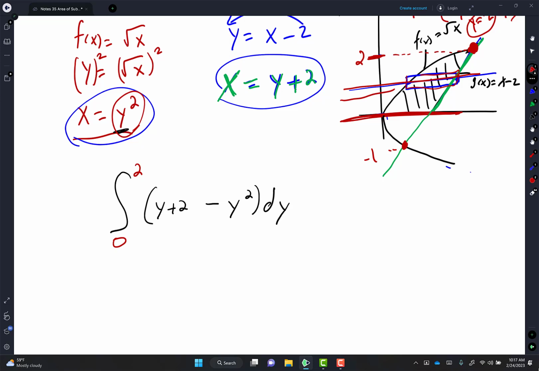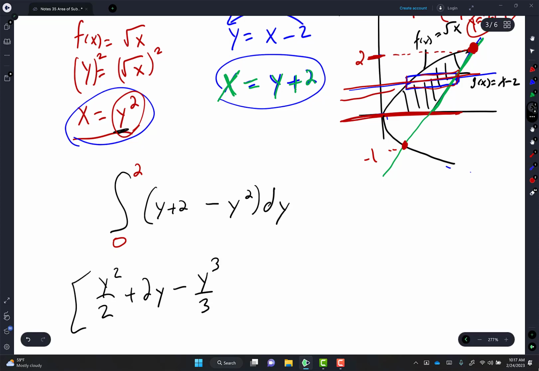I'm just finding area. Take an antiderivative. Here we go. Antiderivative of y. What's the antiderivative of y with respect to y? 1/2 y squared, y squared over 2, same thing. Plus, what's the antiderivative of 2? 2y. Minus, what's the antiderivative of y squared?